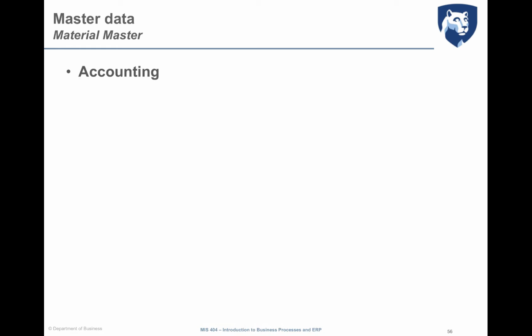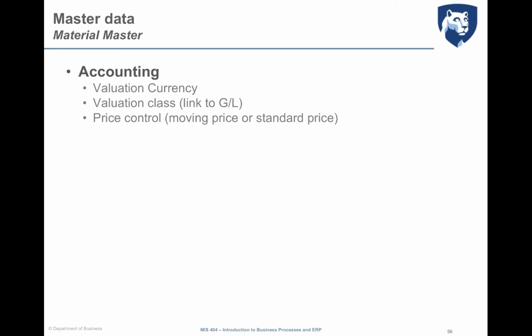Instead, let's focus our attention on material master in the accounting perspective. Financial accounting data include the valuation currency, the valuation class, and the price control. Let's focus our attention on the valuation currency. The valuation currency is the currency that the materials will be priced in. For example, if we are in JBI US, it will be dollars. If we are in JBI Germany, it will be euros.